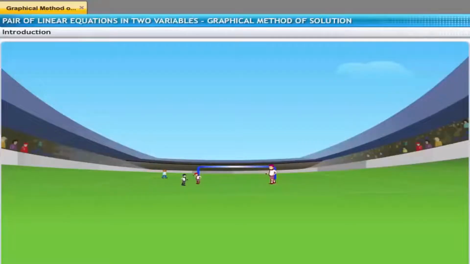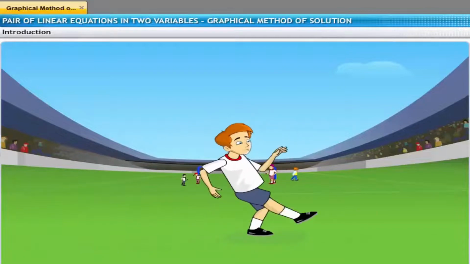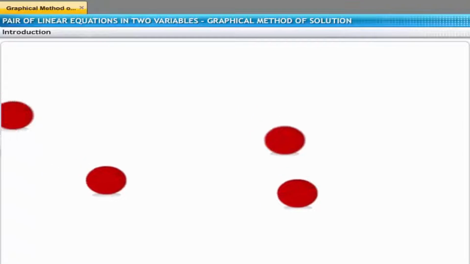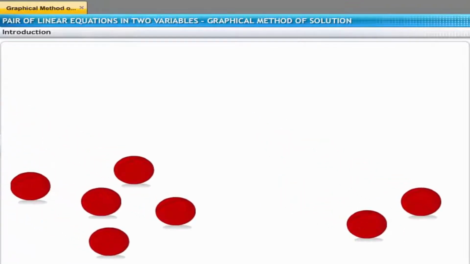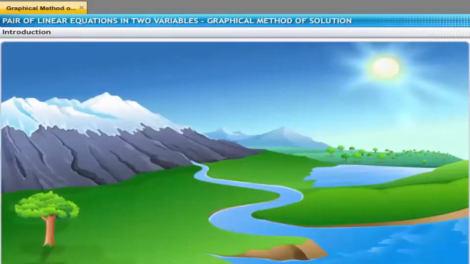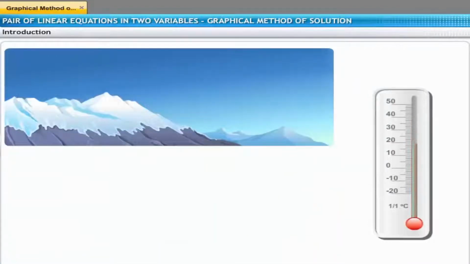In everyday life, you will find many things that share a one-to-one relationship with each other. For example, the harder a ball is kicked, the further it will go. Other examples include the quantity and cost of things. 5 balls will cost more than 2 balls. The age and the height. As a baby grows, her height increases. The altitude and the temperature. As you go higher, the temperature decreases.